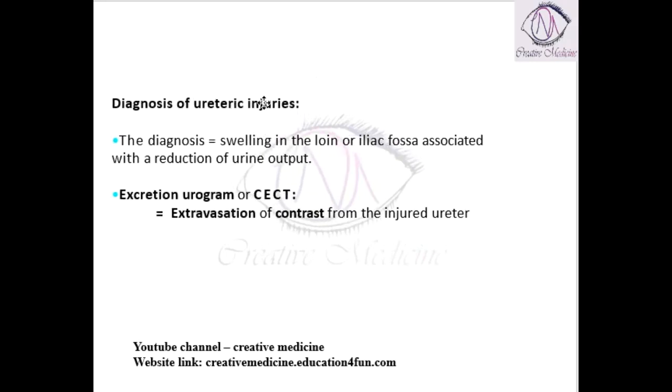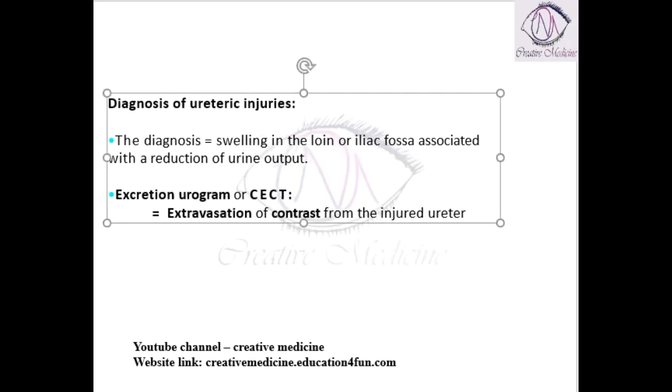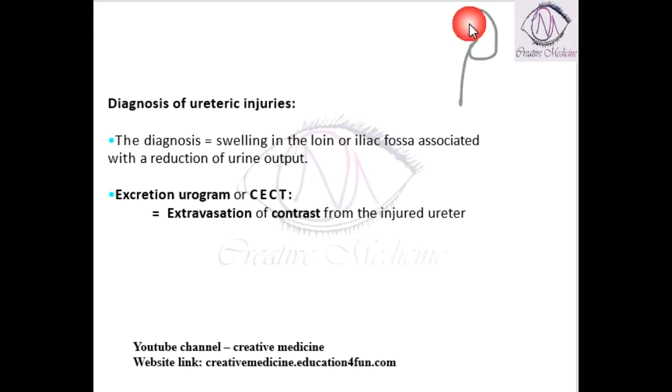If you do a CECT, you can identify an injury to the ureter. If you pass a contrast dye from the kidney into the ureter and into the urinary bladder, this dye starts to extravasate and reaches the abdominal cavity or pelvic cavity. So this is a contrast enhanced CT scan. With the help of this extravasation, we can find out the ureteric injuries.